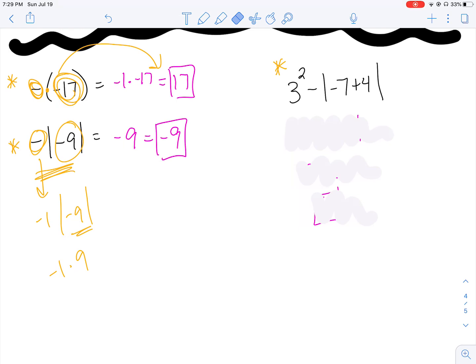So those two negatives don't make a positive. So you've got to be careful. Negatives can break through parentheses, but they can't break through bars. You have to do what's inside the bars first before adding that other negative. So be careful on that one.